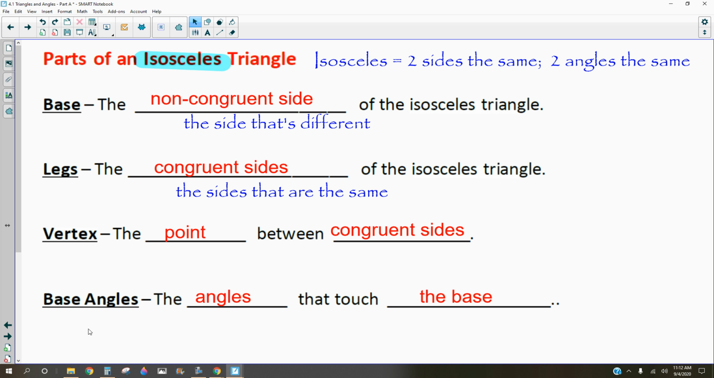In this case, the vertex is the point where the legs come together. So the two matching sides, where they touch each other, that's going to be called the vertex. The other two angles we call base angles. So the base is the different side. Its endpoints are base angles. Let's take a look.